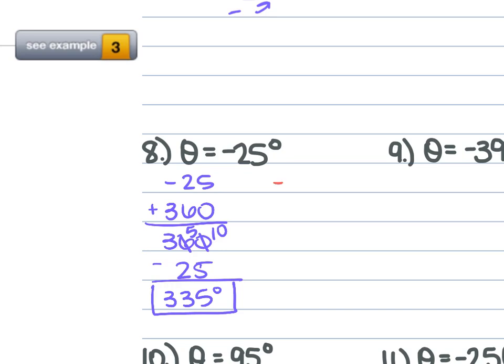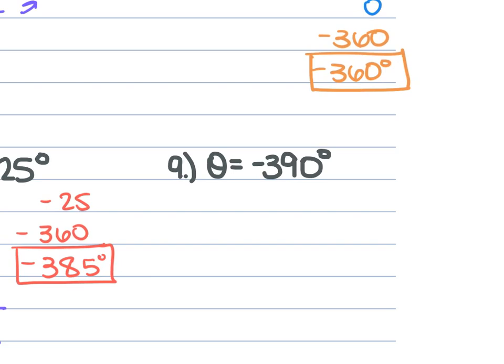For our negative, we're going to have negative 25 minus 360. Our two signs are the same, so we're going to keep the sign and add the numbers. 5 plus 0 is 5, 6 plus 2 is 8, and 3 plus nothing is 3. So negative 385 degrees is that negative coterminal angle.